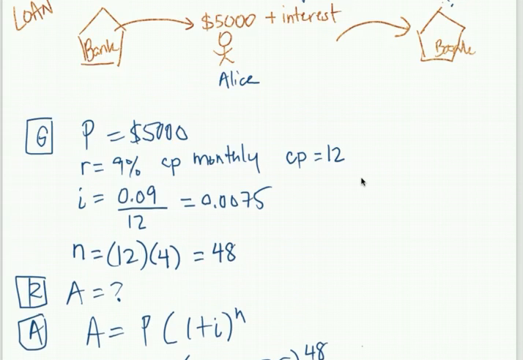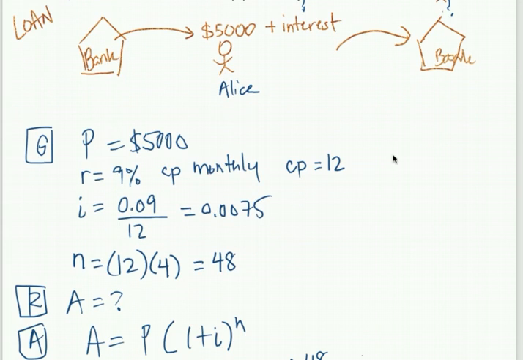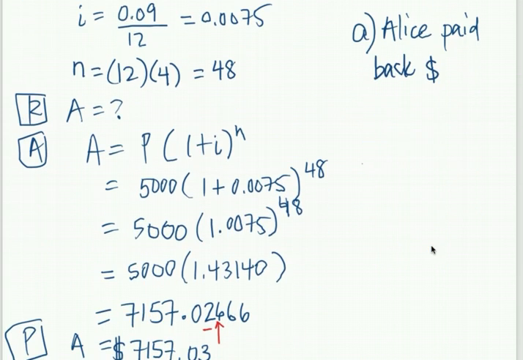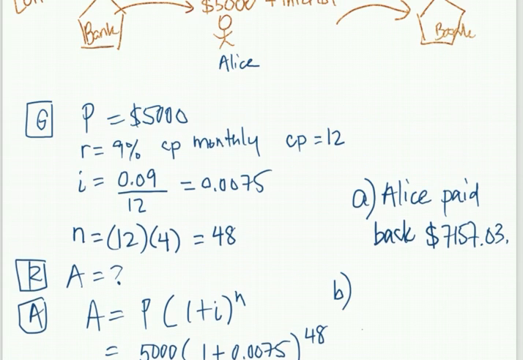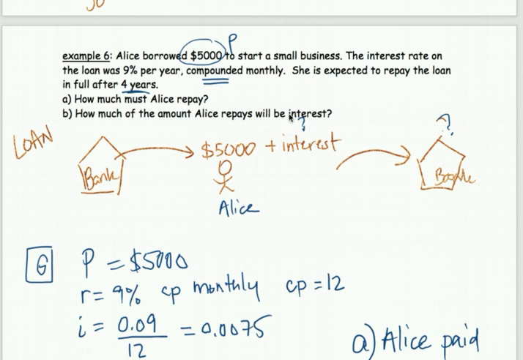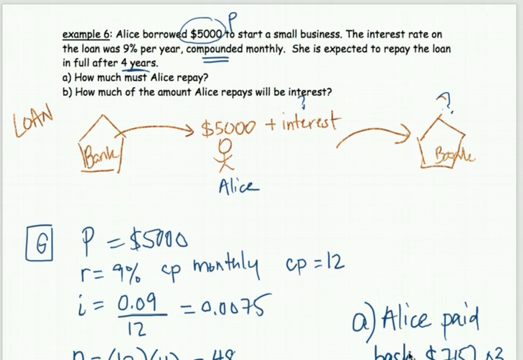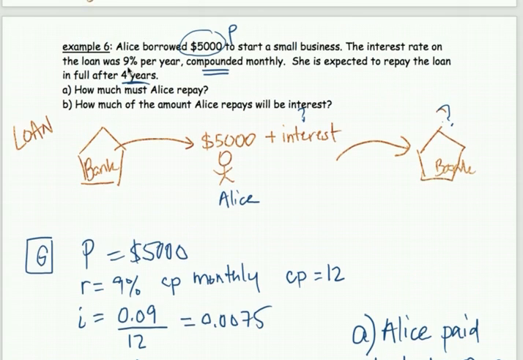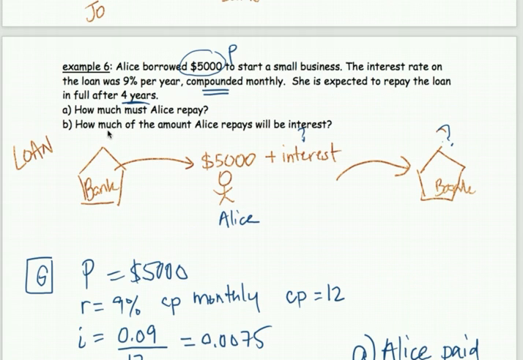So now that we did that, we're going to answer A. How much did Alice have to pay back? Okay, so A, Alice had to pay back $7,157.03. And then B: basically she had to pay back all of that because she borrowed 5,000, but then she had to pay back $7,157.03. So B asks how much of the amount was interest.